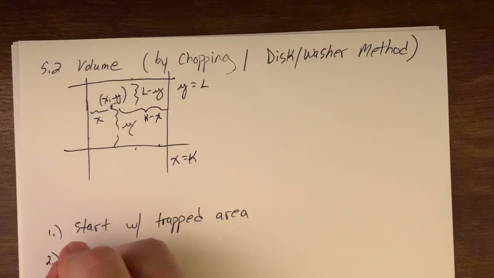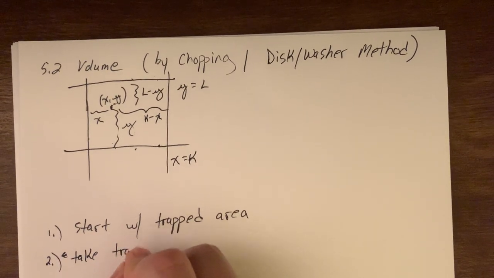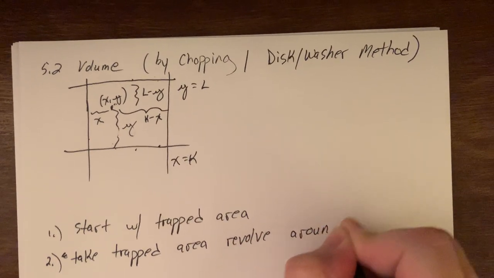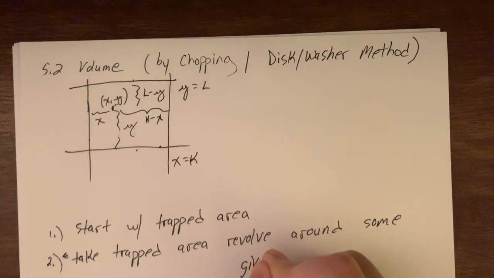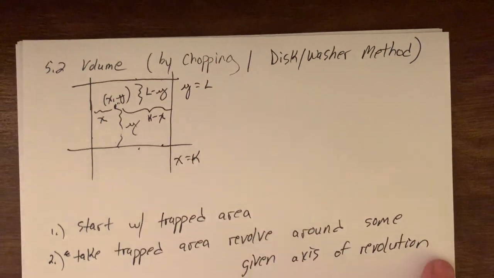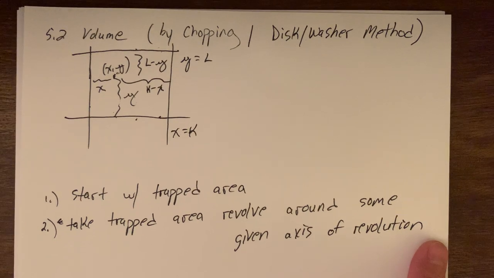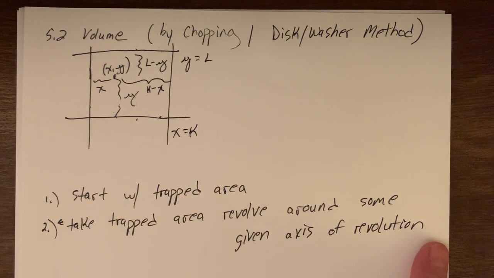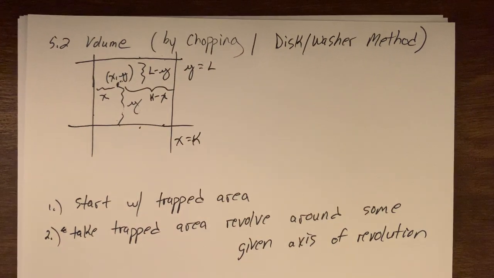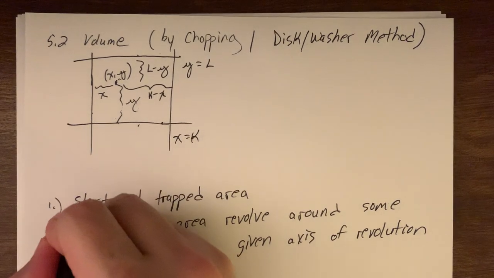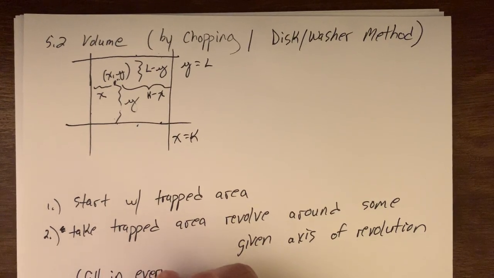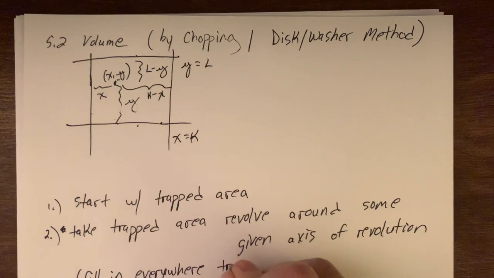Step two, we will take the trapped area and revolve that around some given axis of revolution. Lots of times that axis of revolution will be the x or y axis, but again, not always. We may revolve around the line y equals 2 or x equals 3. Those things will come up. So that's what we do. And when we actually do this revolution, the idea is you fill in everywhere your trapped area touches.